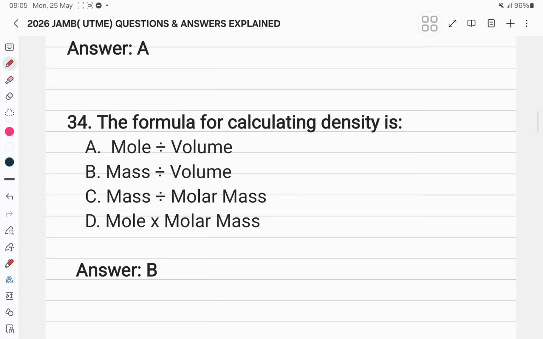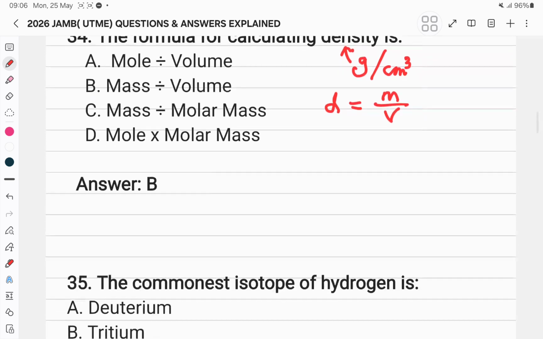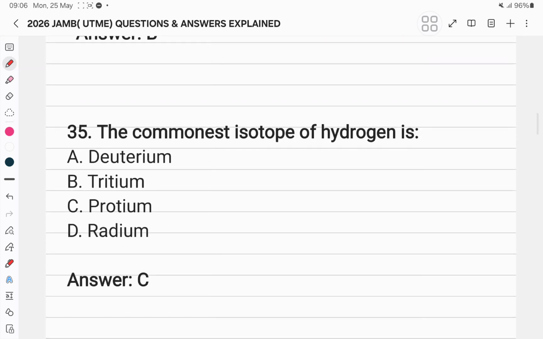Question 34. The formula for calculating density. Density is measured in gram per cm cube. That means density is mass over volume, that's mass divided by the volume. So the correct answer is B, mass divided by volume. Question 35.